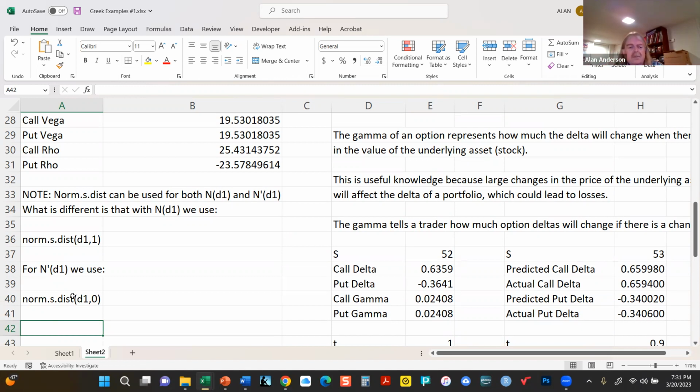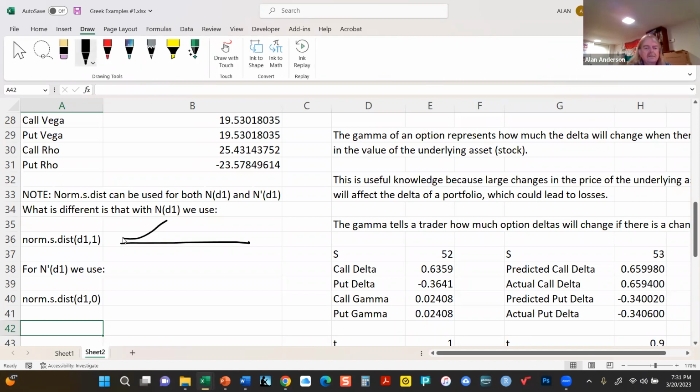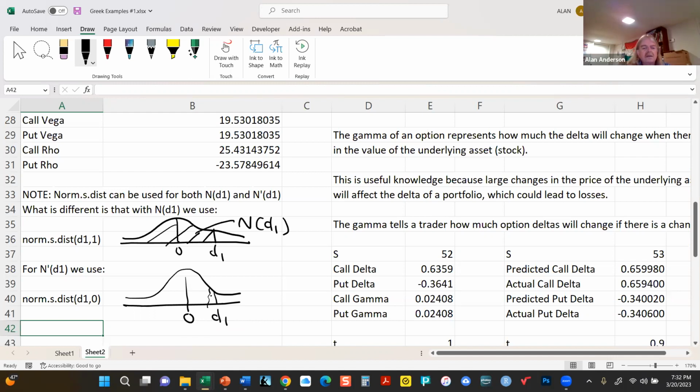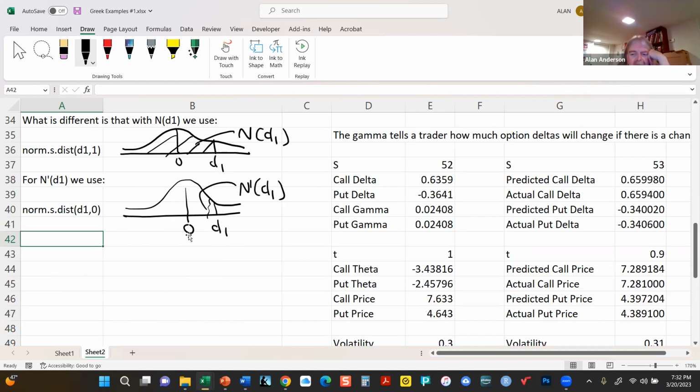Okay, this is the notation Hull uses in his book. But graphically, like I was showing you, this one means the cumulative area to the left of d1. This one is simply the height of the curve at that point. It is not a cumulative probability at all. It's a rate of change. Okay, hopefully that'll be helpful.